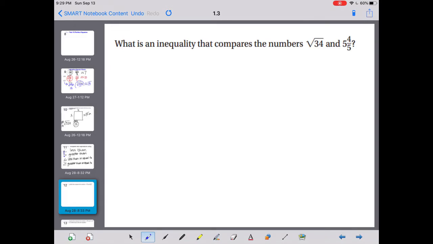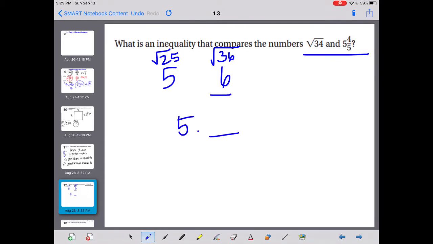We're going to use those symbols to compare these two numbers. We need to figure out what is the inequality that compares the square root of 34 and the number 5 4/5. Okay, the square root of 34 is somewhere in between 5 and 6. Definitely closer to 6. So we know it's 5 point something. Well, 5 4/5 is 5.8.